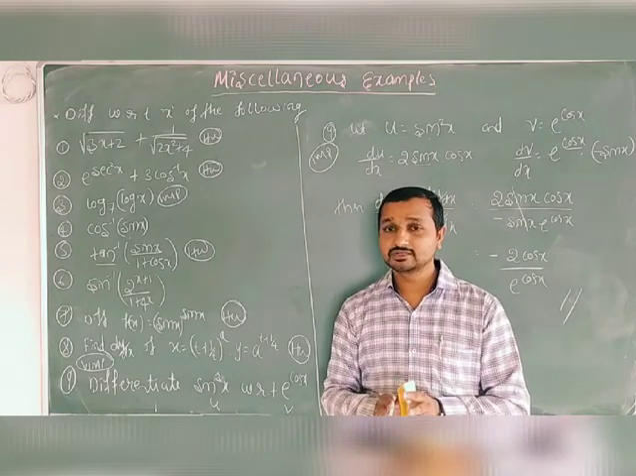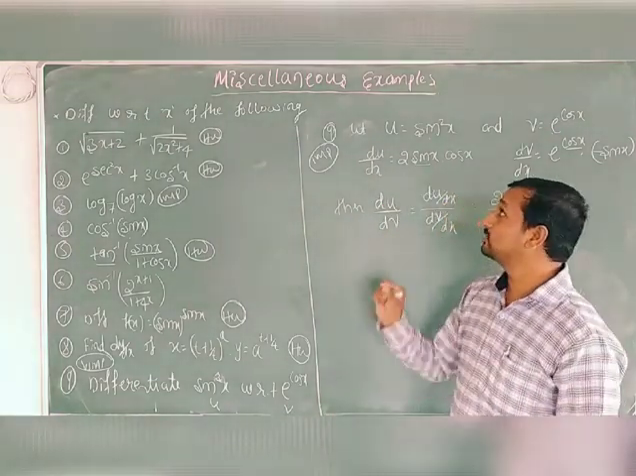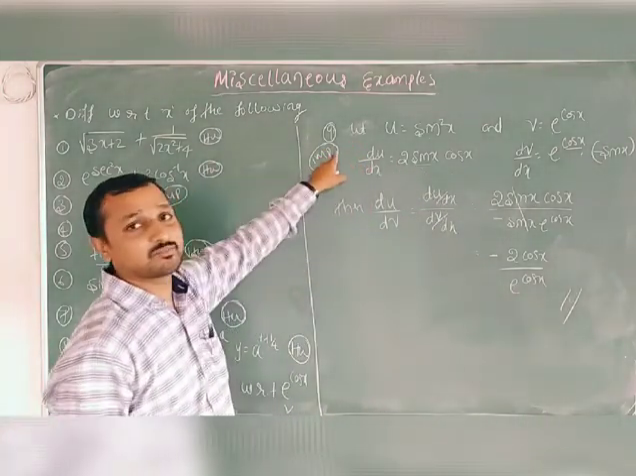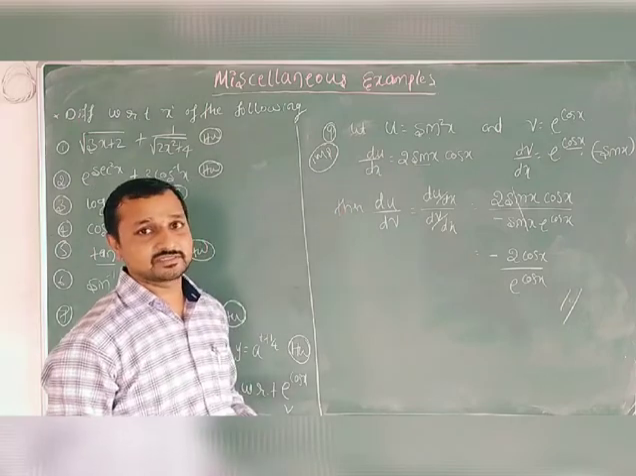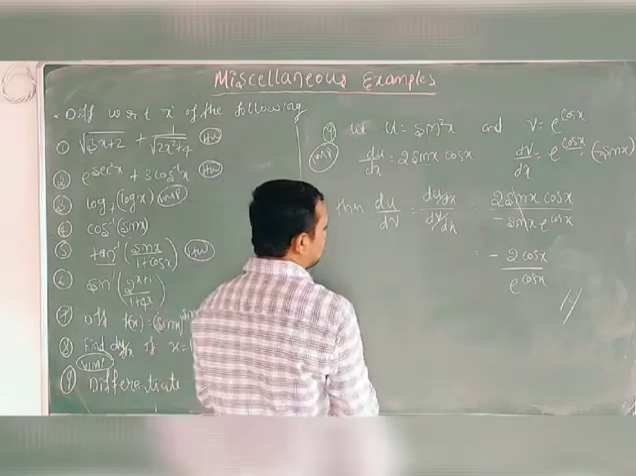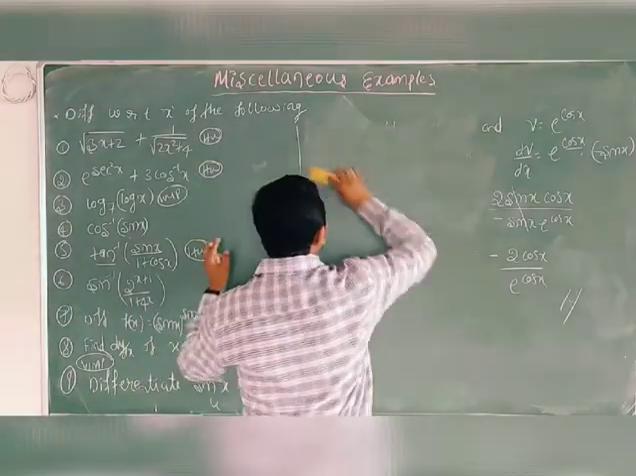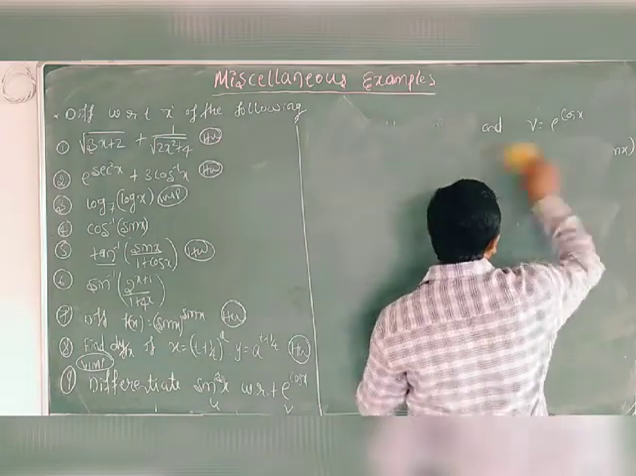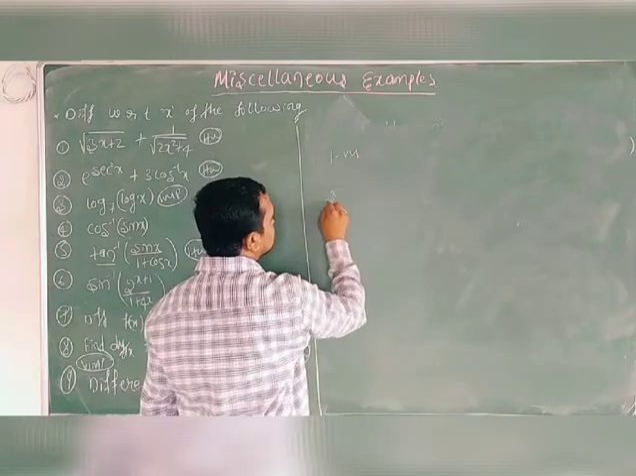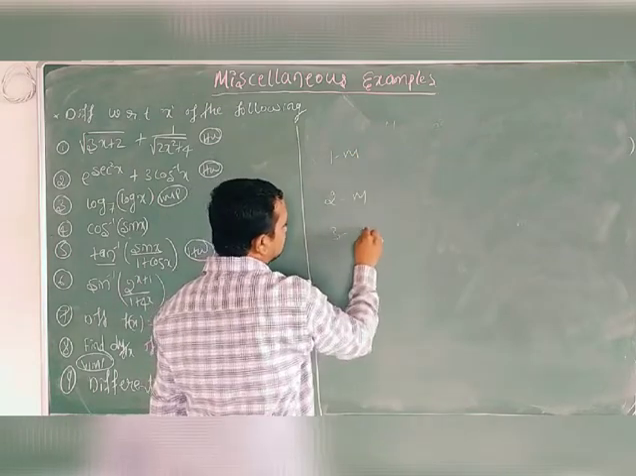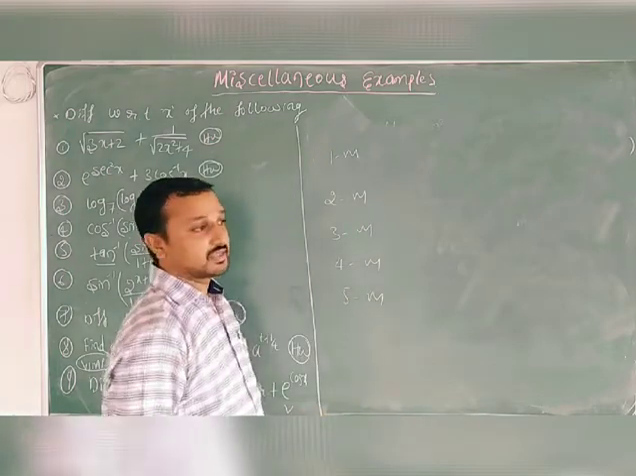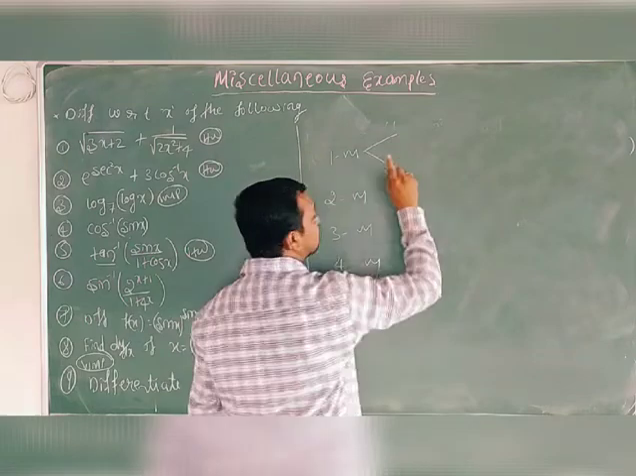Is that clear? So students, this is all about derivatives. Write down this example first, it is very important. Next, students, I will briefly explain what we have studied in differentiation, continuity and differentiability. I already told you there are 1 mark concepts, 2 mark concepts, 3 mark concepts, 4 mark concepts, and 5 mark concepts.